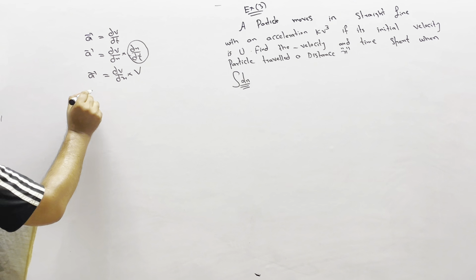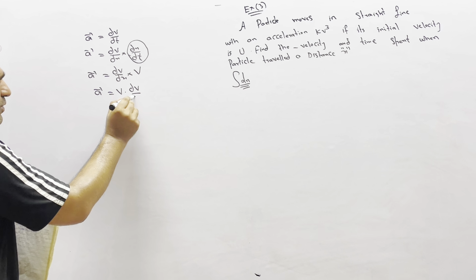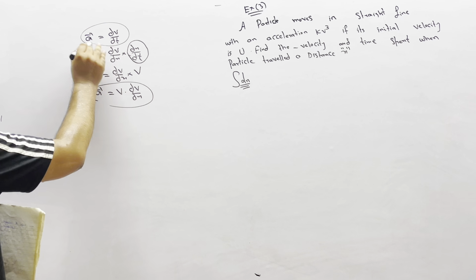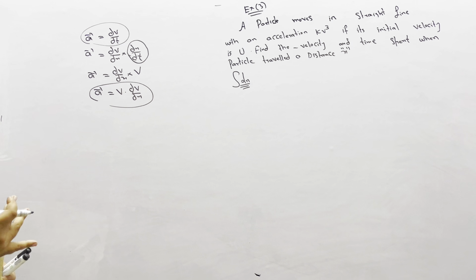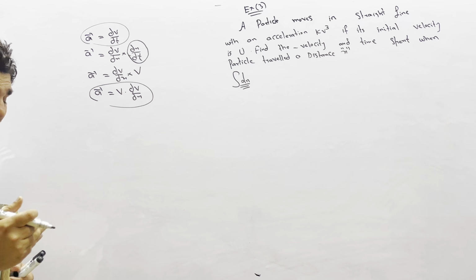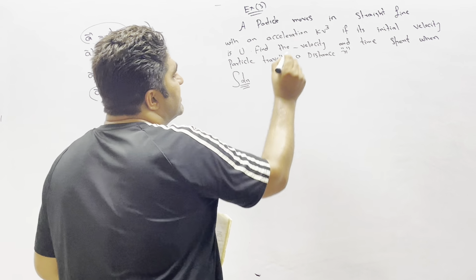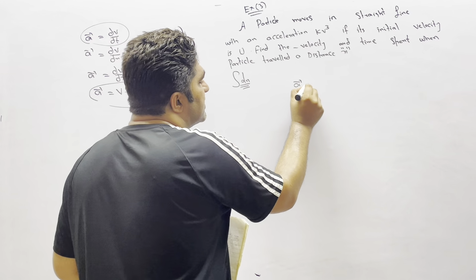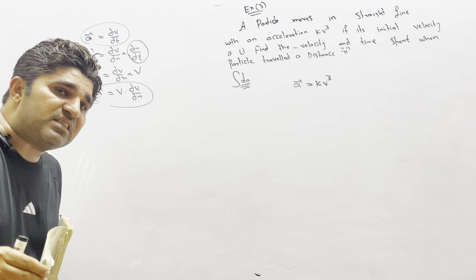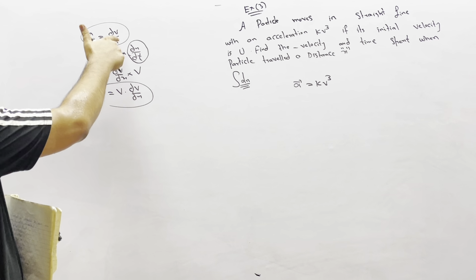So I got another formula of acceleration: acceleration is equal to v into dv over dx. You can also use this formula. Now the question is when we have to use this formula. I tell you one thing: if acceleration is time dependent, then you can use dv over dt.